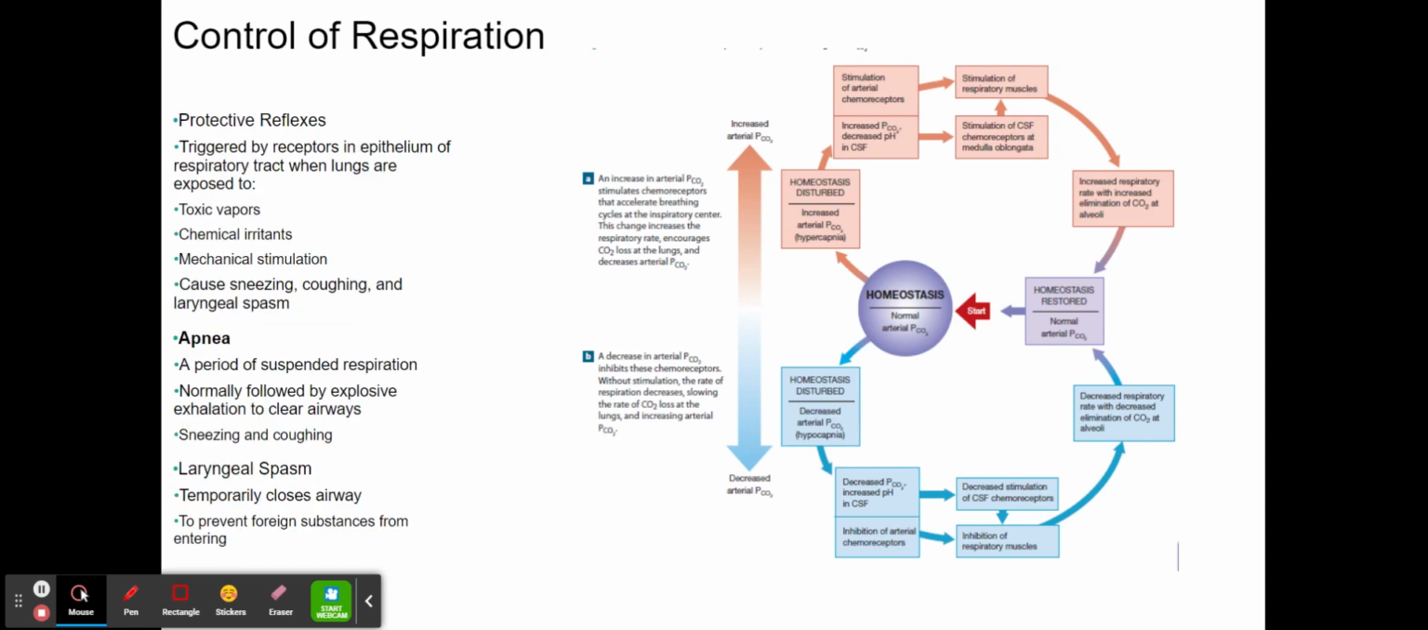Protective reflexes operate when you're exposed to toxic vapors, chemical irritants, or mechanical stimulation of the respiratory tract. The receptors involved are located in the epithelium of the respiratory tract. Examples of protective reflexes include sneezing, coughing, and laryngeal spasms. Sneezing is triggered by an irritation of the nasal cavity wall. Coughing is triggered by an irritation of the larynx, trachea, or bronchi. Both reflexes involve apnea, which is a period in which respiration is suspended. A forceful expulsion of air usually follows to remove the offending stimulus.